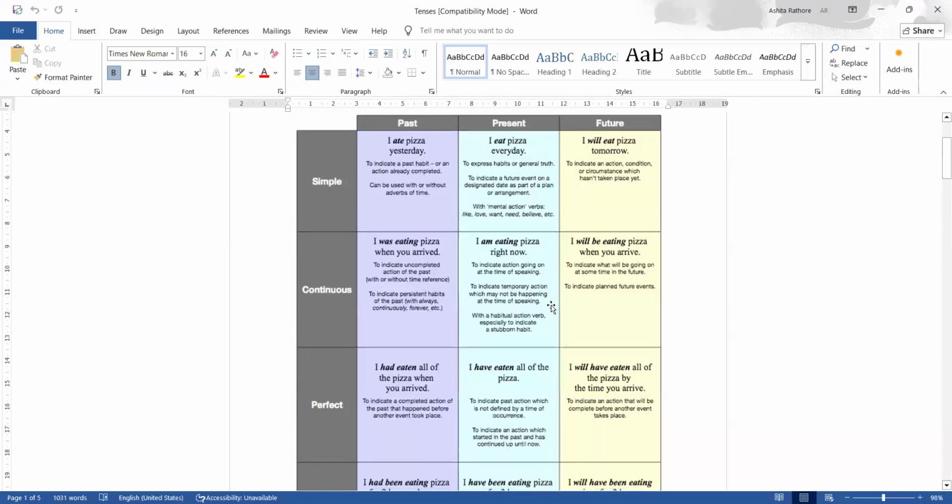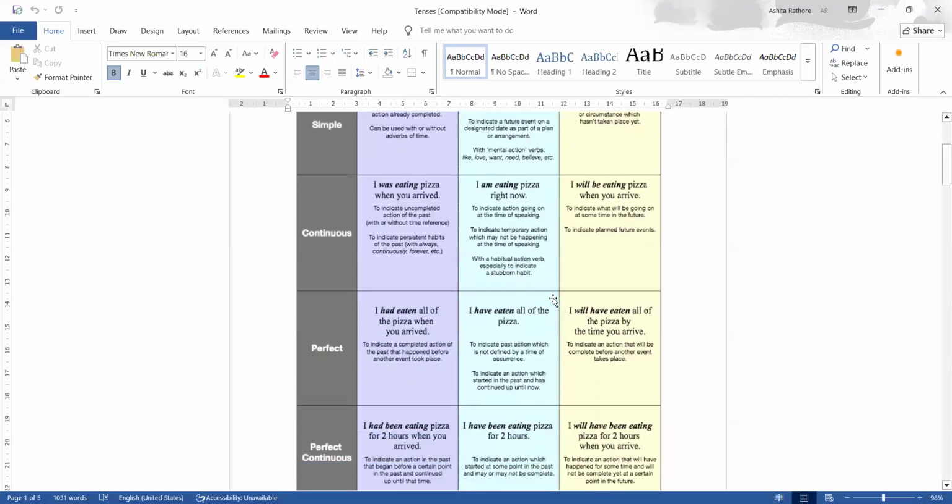Okay. Next, now we move on to the perfect tense. Why do we call it the perfect tense? Who will tell me about this? We have the sentences in front of us. I have eaten all of the pizza. A very vague definition is given here, but let's talk about this.